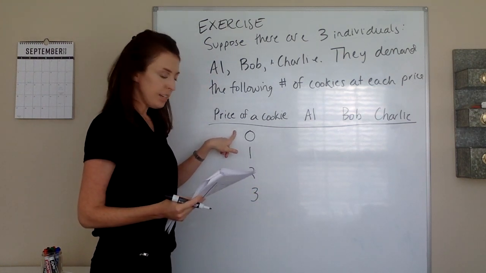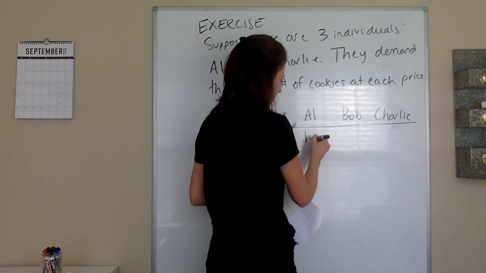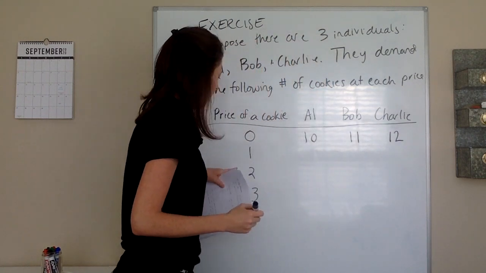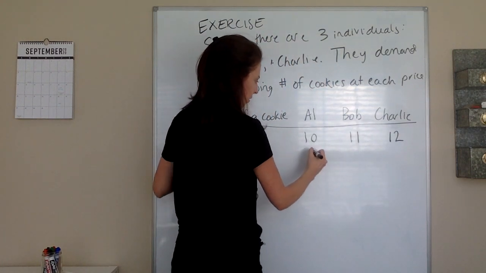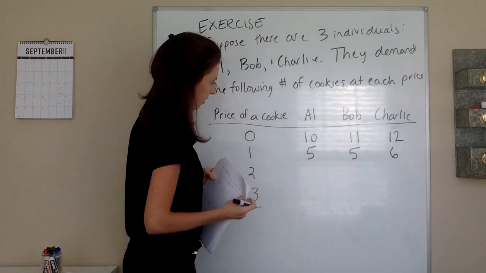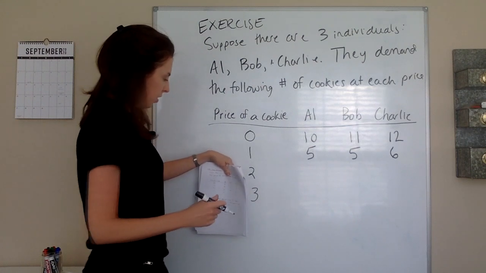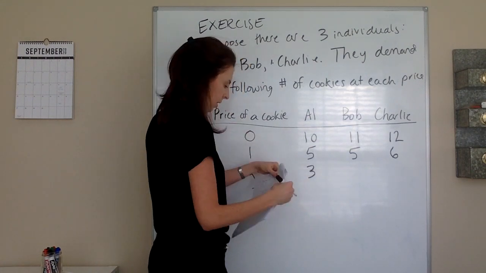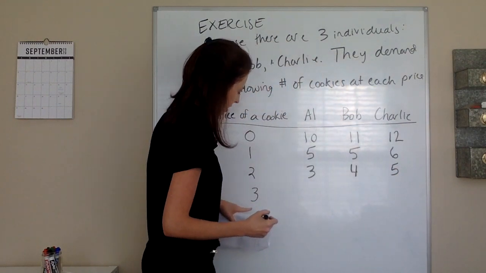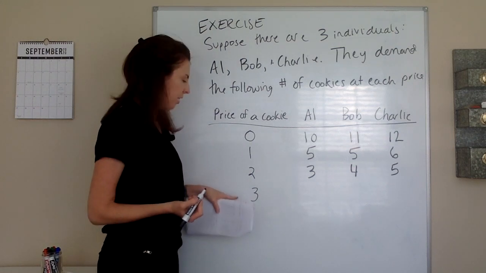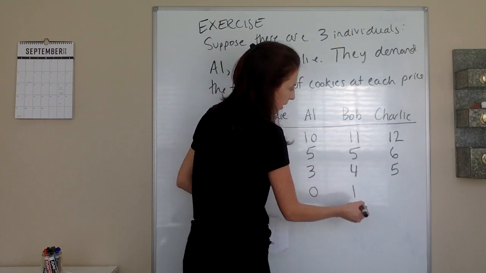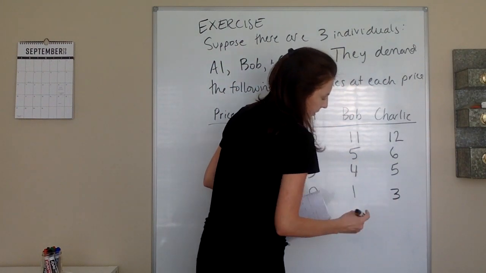If each cookie is free, then Al is going to want 10, Bob is going to want 11, Charlie is going to want 12. If the price of each cookie is $1, Al is going to want 5, Bob is going to want 5, Charlie's going to want 6. If the price of each cookie is $2, then Al's going to want 3, Bob's going to want 4, and Charlie's going to want 5. And last, if the price of cookies gets kind of out of control and it's $3 per cookie, Al doesn't want any, Bob will just take 1, and Charlie, he really likes cookies, so he'll get 3.